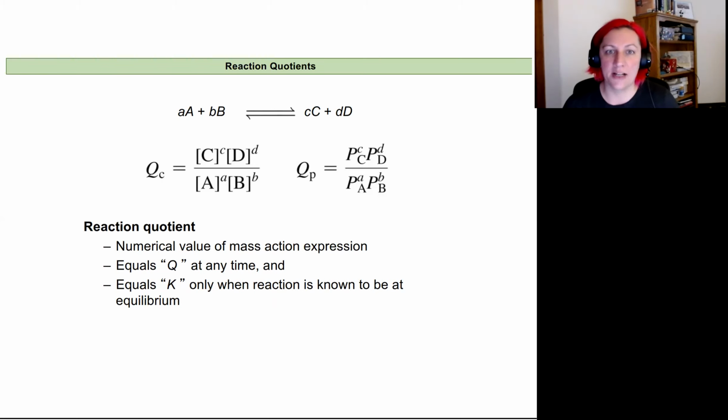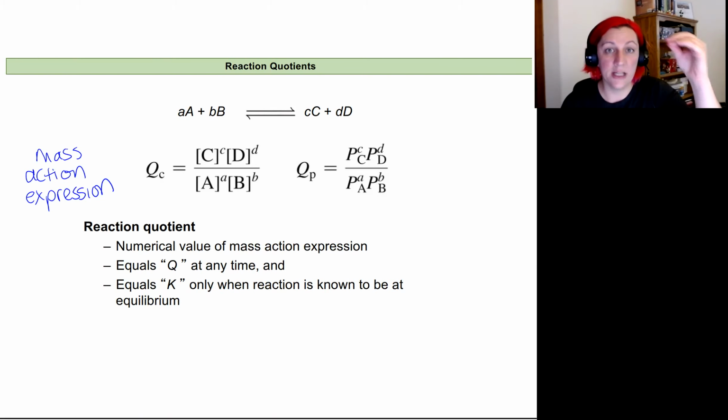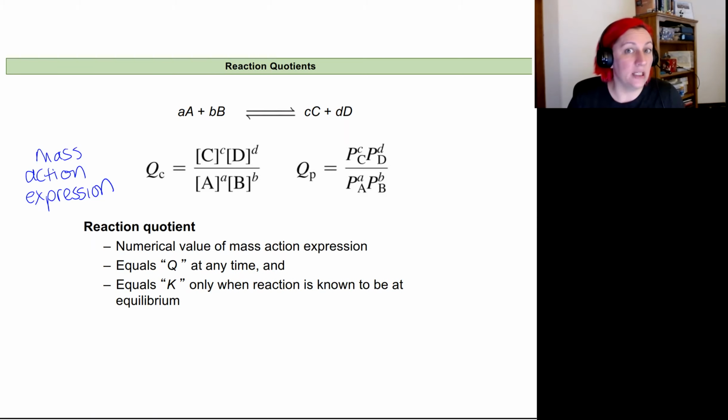Here's the thing about the reaction quotient. It's exactly the same expression as the equilibrium constant expression. So it's still the mass action expression. And at any point in the reaction, you can calculate that ratio of products to reactants, and it will be Q at any time, except when it's at equilibrium. And that's when it becomes K.